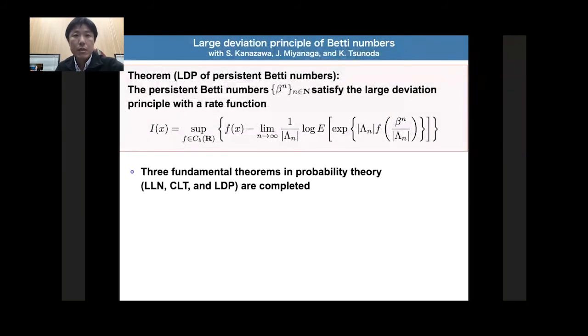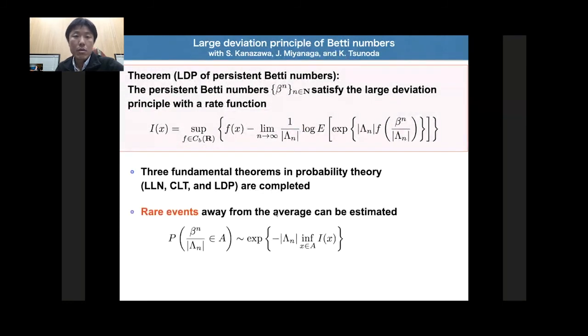But there are several remarks. First, the three fundamental theorems in probability theory, namely the law of large numbers, the central limit theorem, and the large deviation principle, are completed. And as a result, various limiting behaviors can now be discussed, including rare events. In particular, by using this result, we can study rare events away from the average from this estimate. For instance, if you take A to be away from the average, then we can estimate the probability of having such a rare event. It is controlled by exponential decay with respect to this rate function.